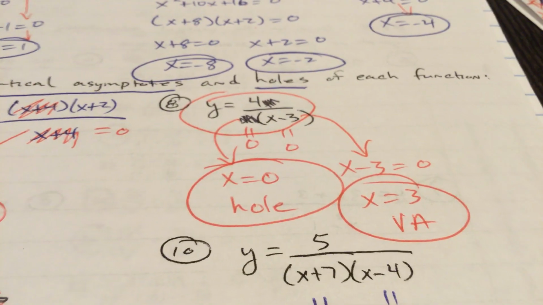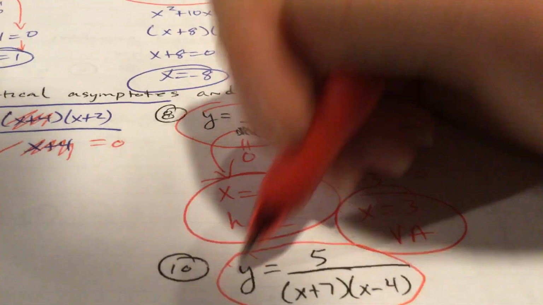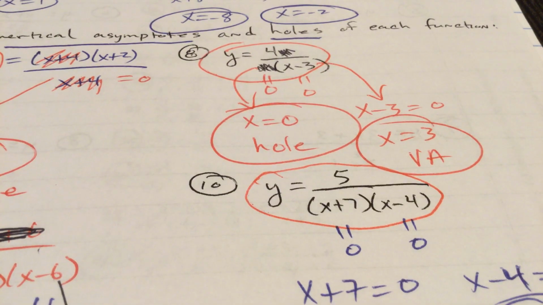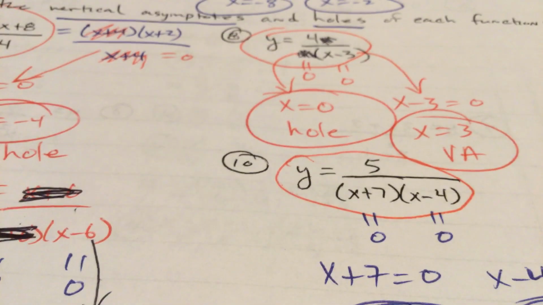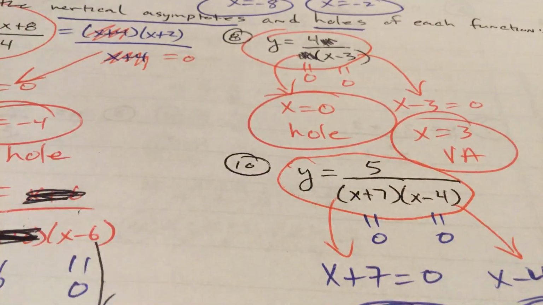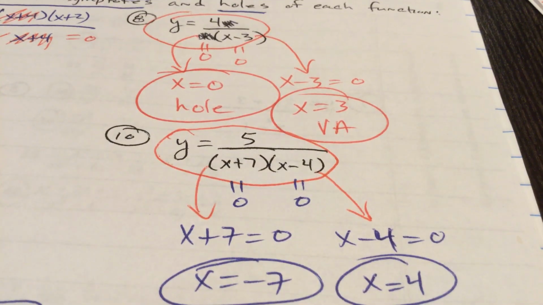And number 10, write number 10 down. Number 10, y equals 5 divided by x plus 7 times x minus 4. Set x plus 7 equal to 0. Set x minus 4 equal to 0. You get x equals negative 7. You get x equals 4.